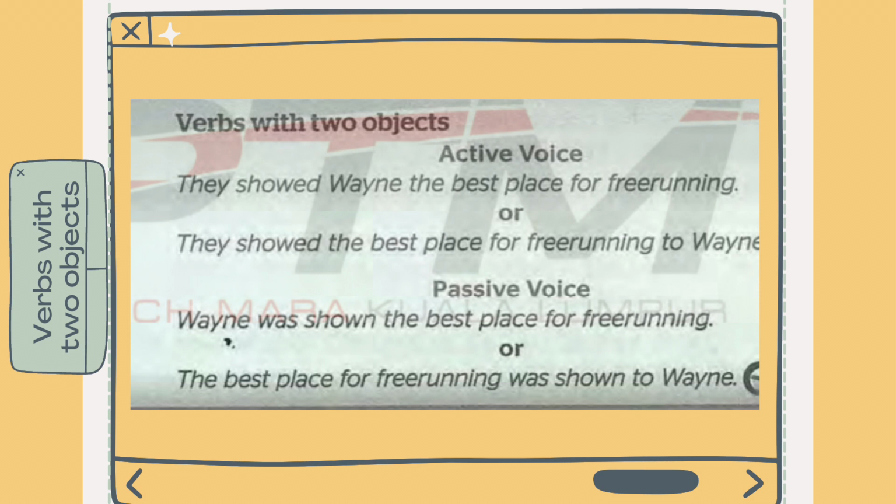Now, if you look at the passive voice sentences, in the first one, Wayne is the indirect object, and the direct object is the best place for free running. Number 2, the best place for free running is the direct object, and it also can be a subject, and Wayne is the indirect object and can be the object. Therefore, that is the verbs with two objects.